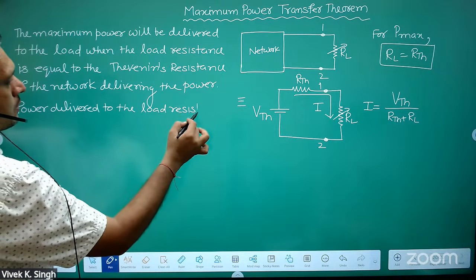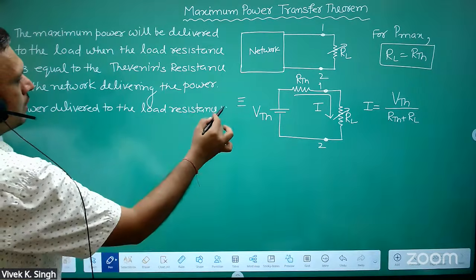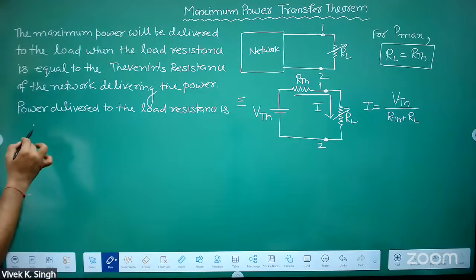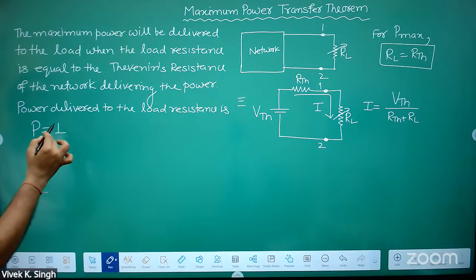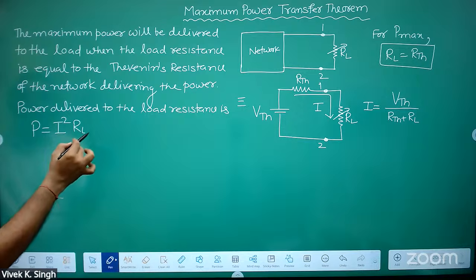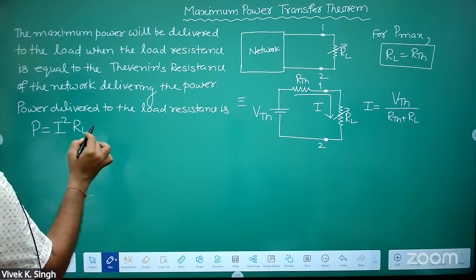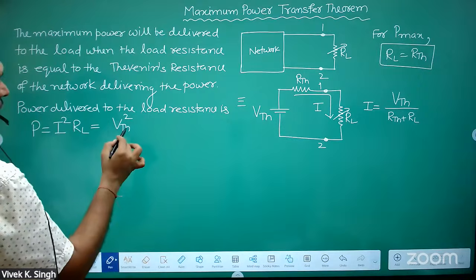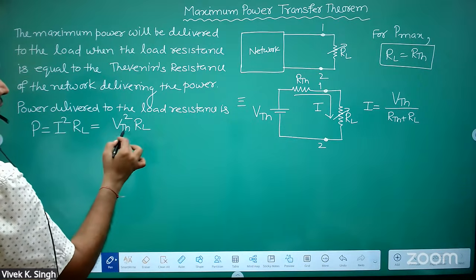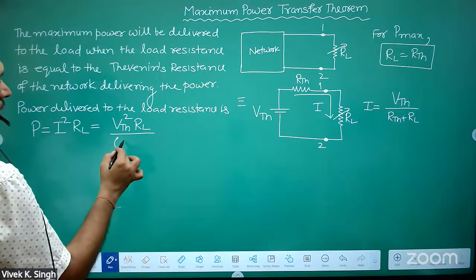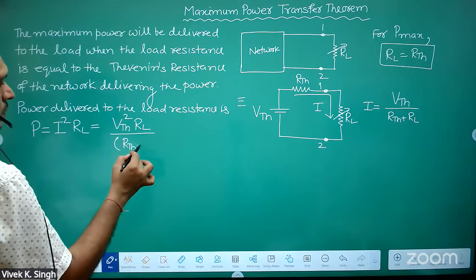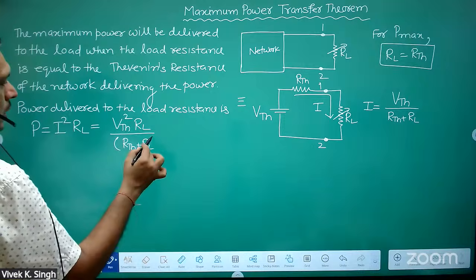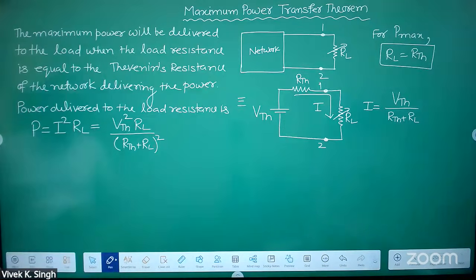Load resistance is P, and that is given by I square RL. And this will be VTH square RL by RTH plus RL whole square.